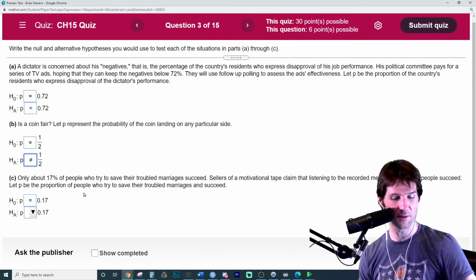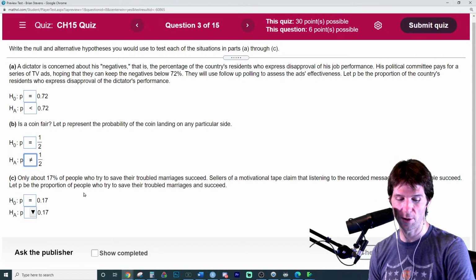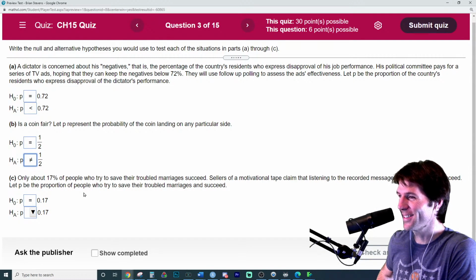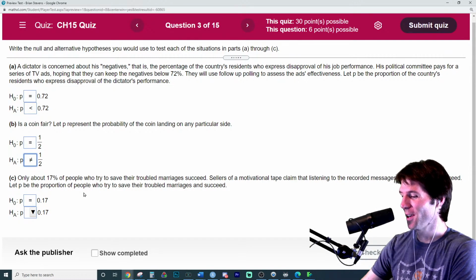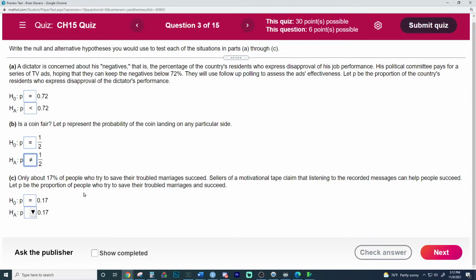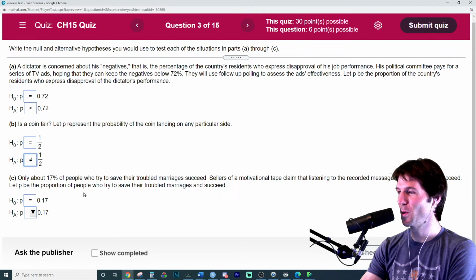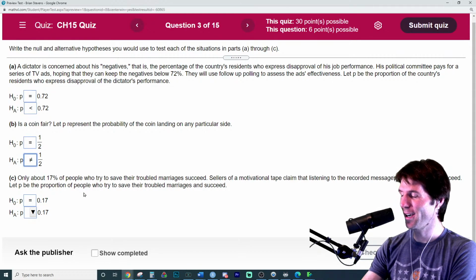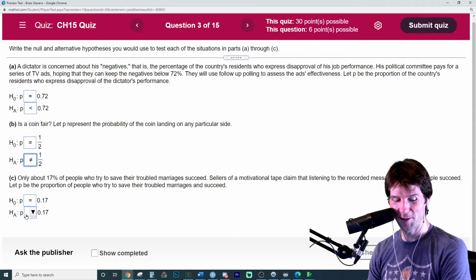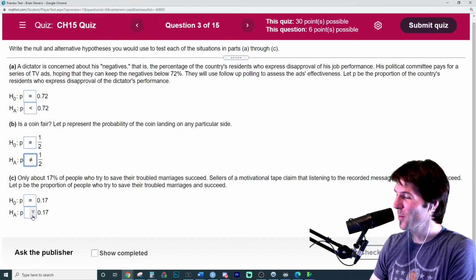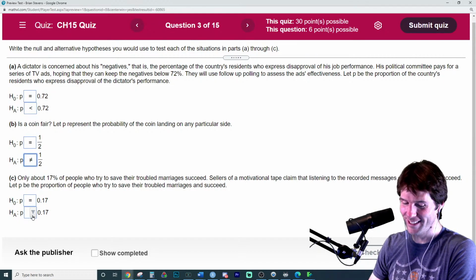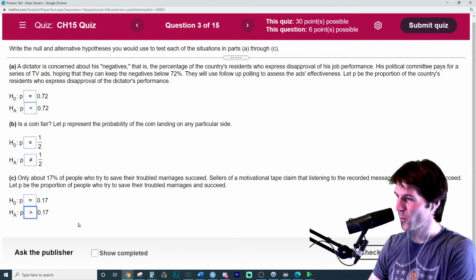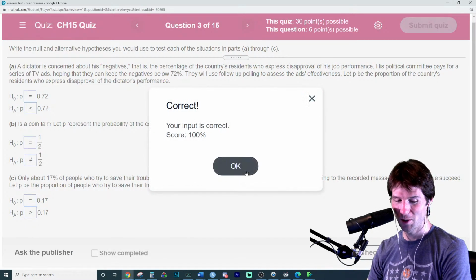Only about 17% of the population will try to save their troubled marriages and succeed. A seller of motivational tapes claims that listening to the recorded messages can help people succeed. So we want people to save their marriages. Amazing topics, right? They'd want the proportion of people who save their marriages to be greater when they listen to the motivational tape. So great stuff right there.